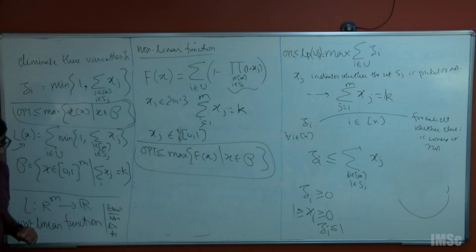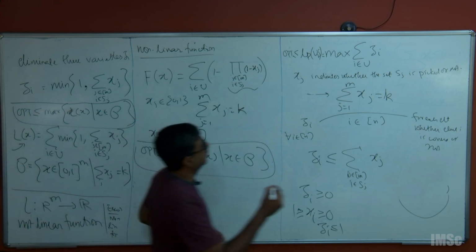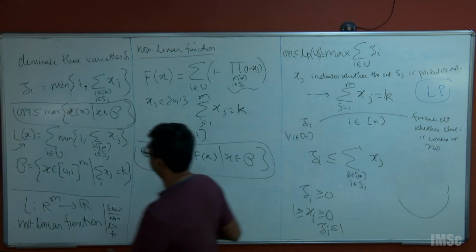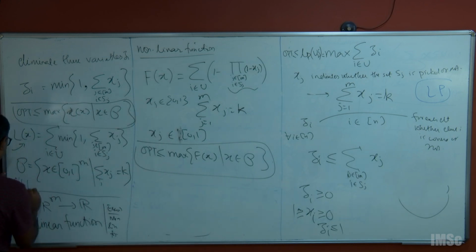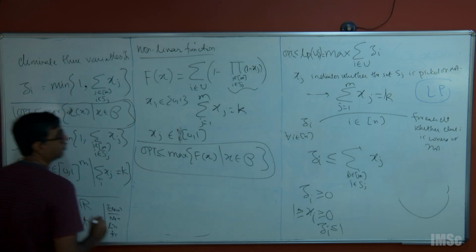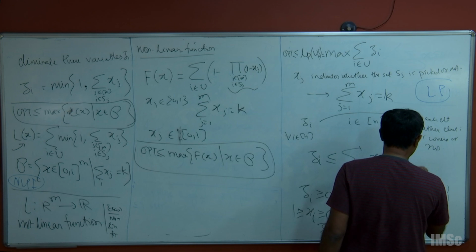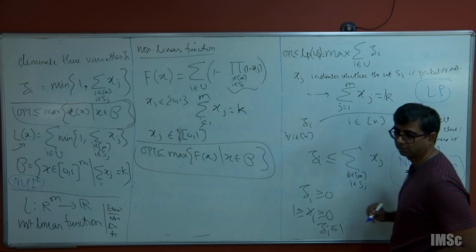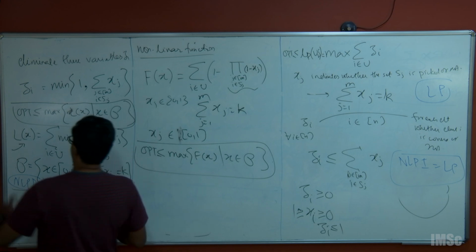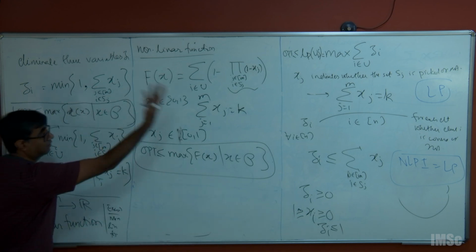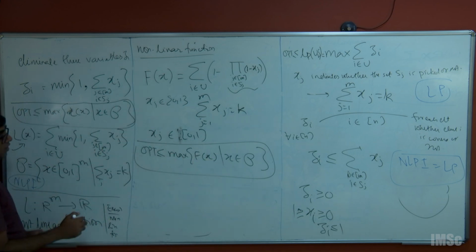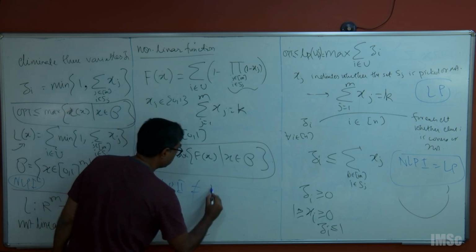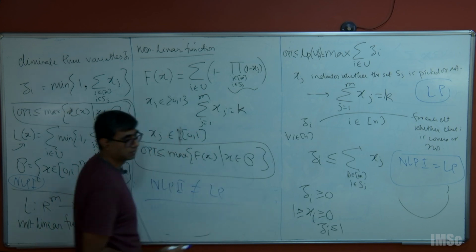So I wrote this is my LP. With the help of this LP and this say non-linear program 1. Okay? Non-linear program 1 is equal to LP. They are exactly the same object. Right? Because to solve this, I can literally convert it into LP. But non-linear program 2 is not equal to LP. This is all that I'm saying.